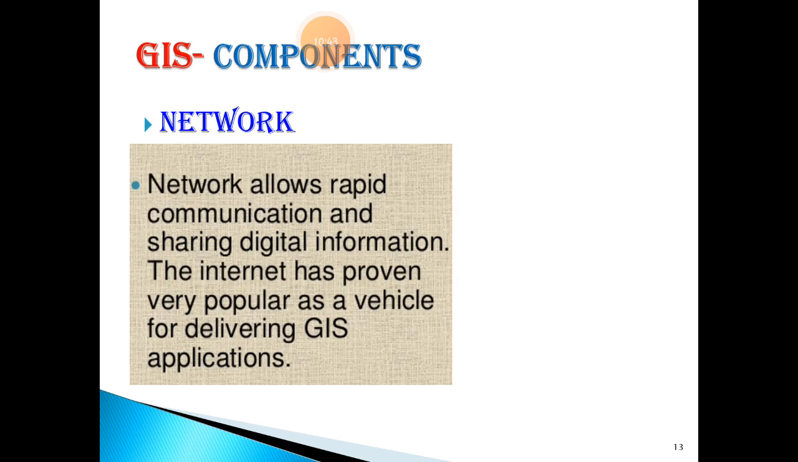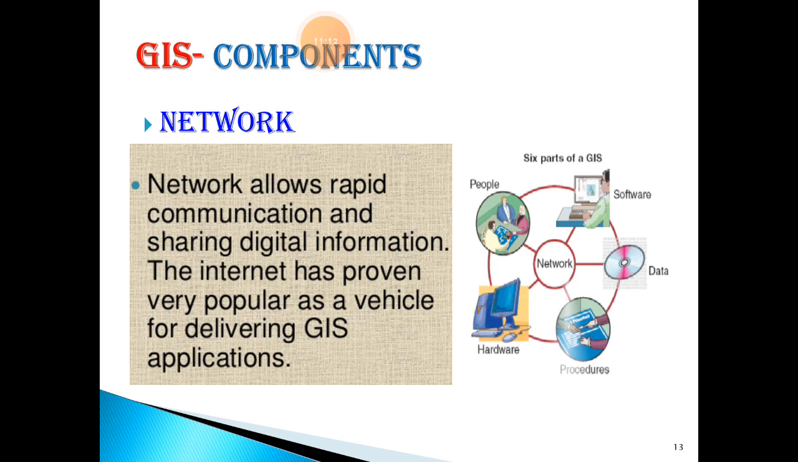The next component is network. Network here refers to both computer and social networks. Both of these networks collaborate and help in sharing of data from the GIS source to the public. Thus, the display of information will be in the form of web maps, web applications, etc.